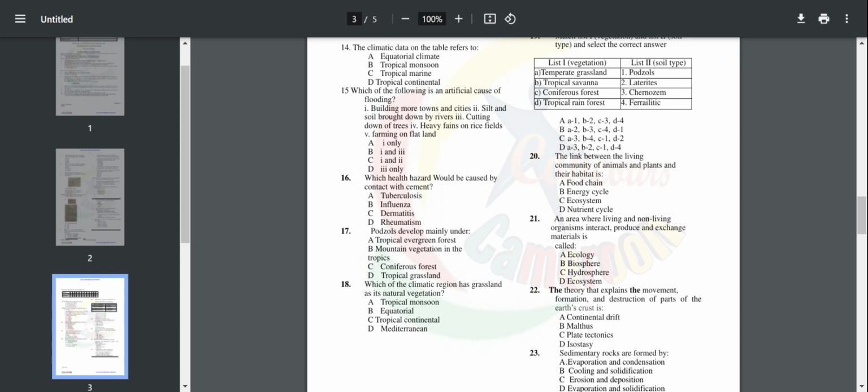Question 16. Which health hazard would be caused by contact with cement? The answer is B, influenza.